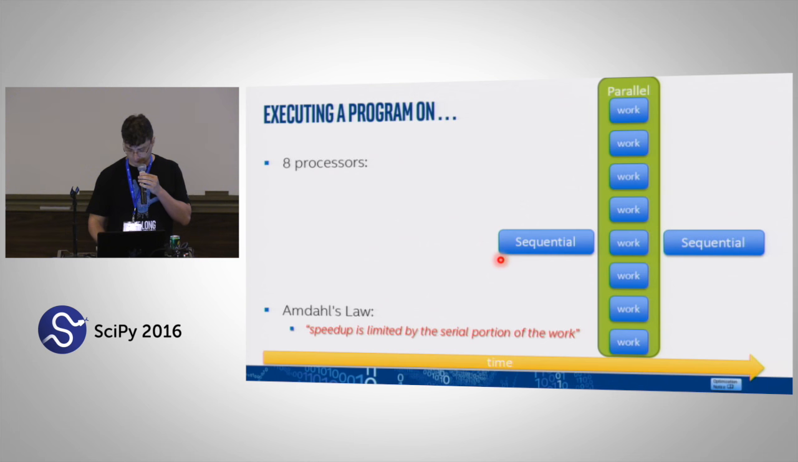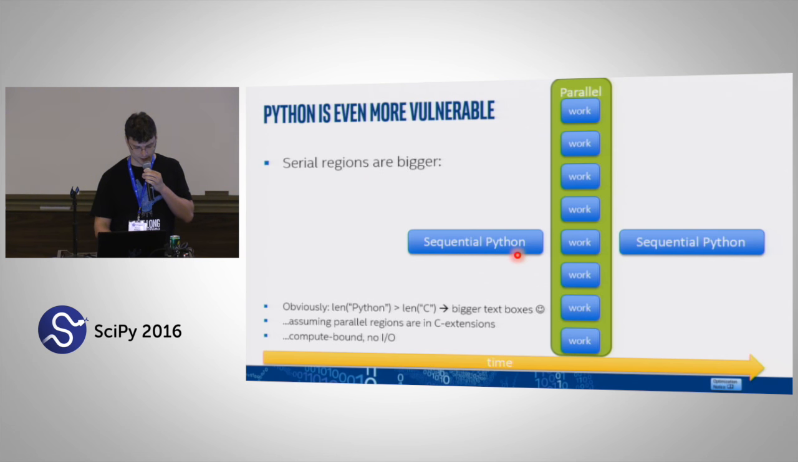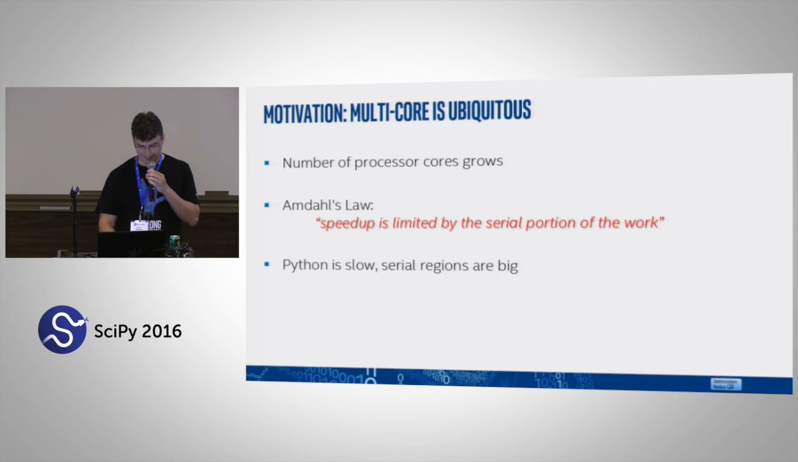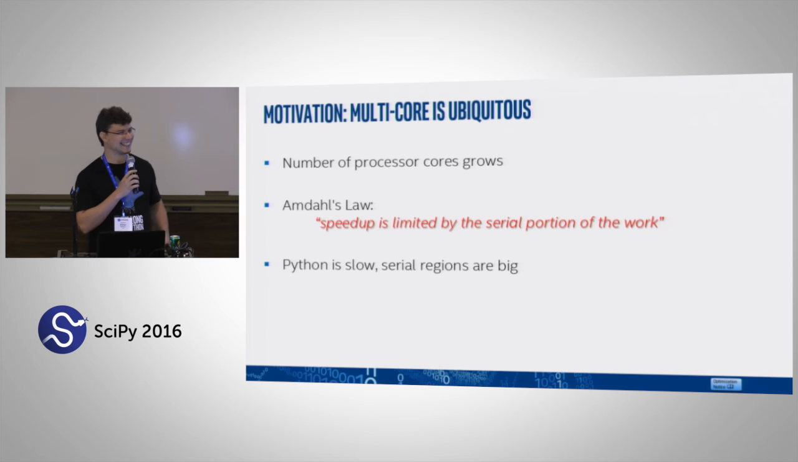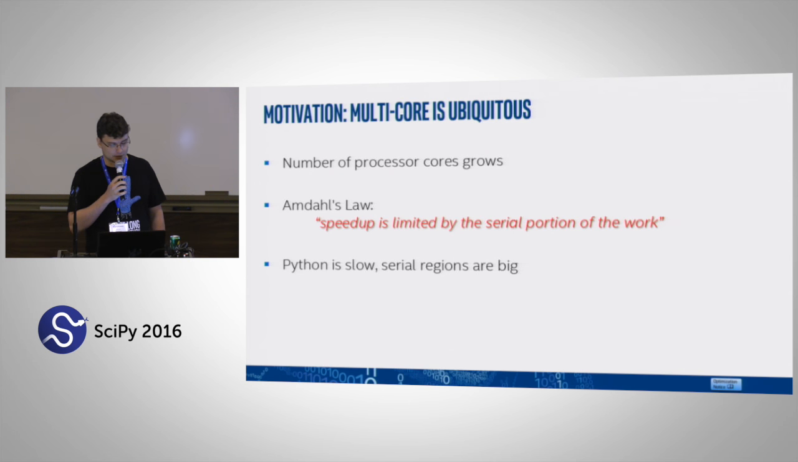And even more, Python is even more vulnerable to this issue because serial regions are bigger, which is obvious, I guess, because I have to add this Python word here, and the serial boxes become bigger. So the motivation for this work is that multi-core is big, it's everywhere, the number of processors grows, and there is Amdahl's law, and Python is slow.